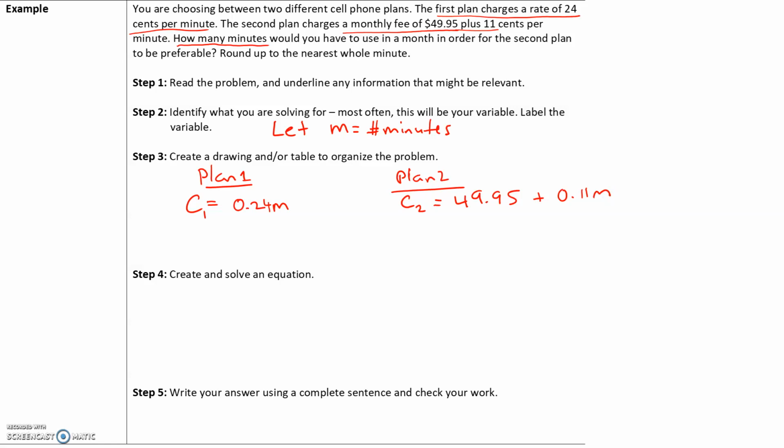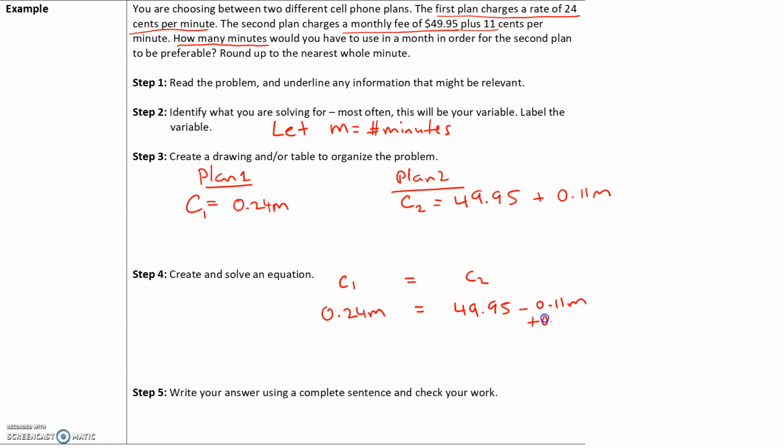The question says, how many minutes would you have to use in a month for the second plan to be preferable? So we want to find out when these two plans are equal. So we're going to say that we want the cost of the first plan to equal the cost of the second plan. Cost of the first plan is given by 0.24m. It's 24 cents per minute. Second plan is given by 49.95 plus 0.11m. So now this becomes an equation which we can solve.